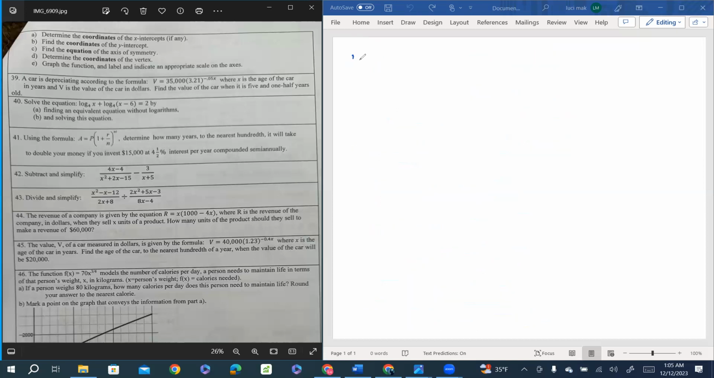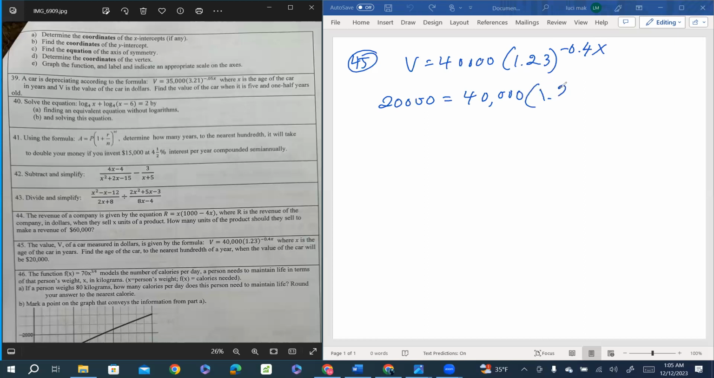Okay, so 45, one before the last question. The value V, measured in dollars, is given by V equals 40,000 times 1.23 to the power of negative 0.4x, where x is the age of the car in years. Find the age of the car to the nearest hundredth of a year when the value of the car is 20,000. So we want 20,000 equals 40,000, the original value of the car, times 1.23 to the power of negative 0.4x.